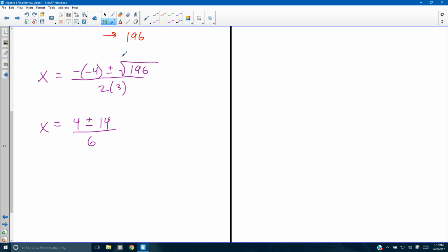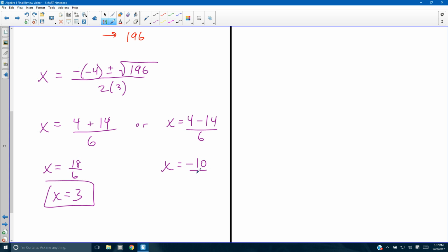At this point, or even before that, you would want to split this up into 2 different equations. Let me just split it up right now. Either x equals 4 plus 14 over 6, or x equals 4 minus 14 over 6. If x is 4 plus 14 over 6, x is going to be 18/6, which is 3. But if x is 4 minus 14 over 6, that's negative 10 over 6, which can reduce to negative 5/3. Please don't write that as a negative 1.6 repeating decimal, or please don't round it. Those would be your two answers there, 3 and negative 5/3.